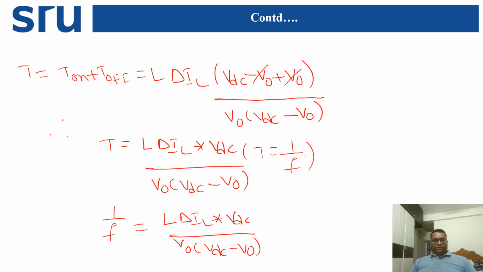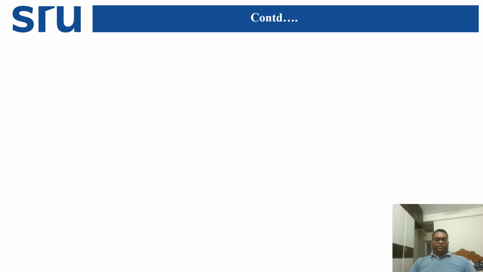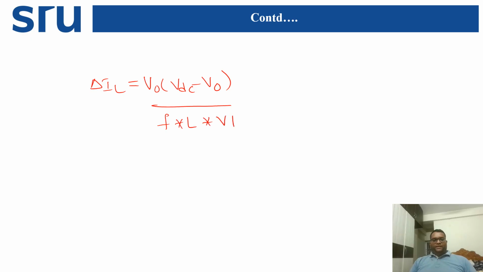Now let us talk about the final derivation, that is L. We will write L in terms of alpha. How are we going to write it? Check it. First, from that equation, delta IL is equal to V naught into VDC minus V naught divided by F into L into VDC.